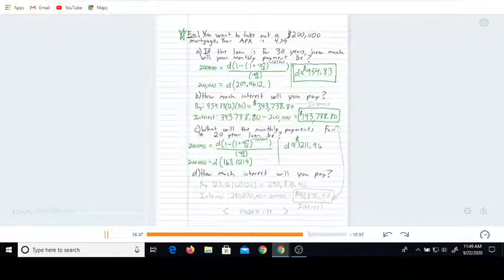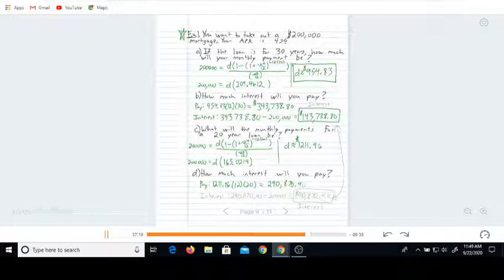But how much interest will you pay for the 20-year loan? Well, you're going to be paying that $1211.96 every month for 20 years. So that means over the course of the mortgage, you will pay $290,870.40. So you can see, if you compare that to Part B, that's way less.